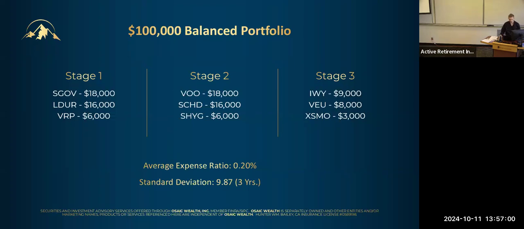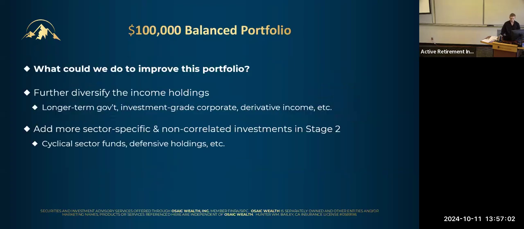Yeah. So let's think about what we could do to actually make this portfolio better. I mean, there are a couple things that I mentioned before, but we could further diversify the income holdings. We've only got a couple funds in there. They're doing their job, but we could diversify a little bit more. We could get some longer term government bonds if we wanted to lock in rates for a longer time, or maybe you think that rates are just going to keep sliding and you want to take advantage of that. That could be an idea.